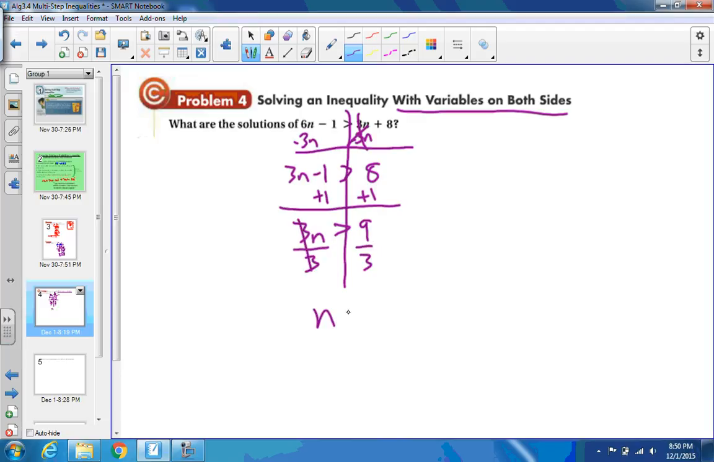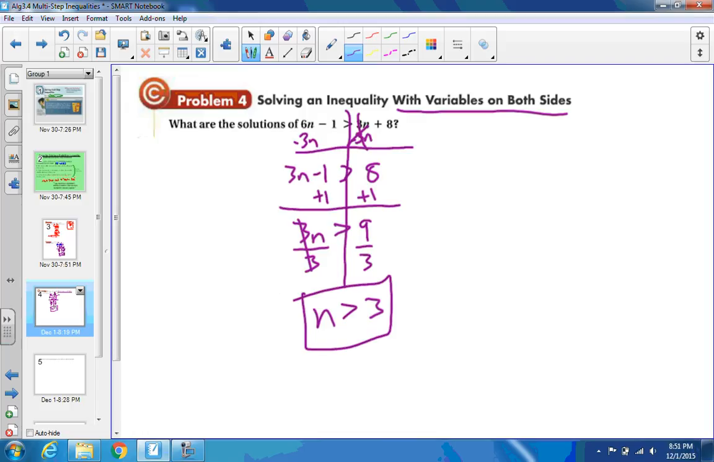So n is now by itself. Greater than symbol comes all the way down. 9 divided by 3 is 3. And there's no switching of the symbol because we did not have to use the negative rule, and we have the variable in front. So that is our solution set. Anything greater than 3. So like 4 should work, 5 should work, 6 should work. And you can plug any of those in there, and it should work out.